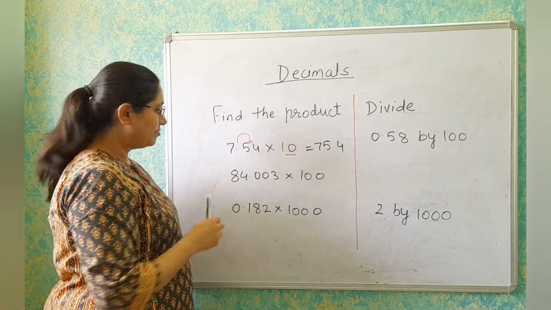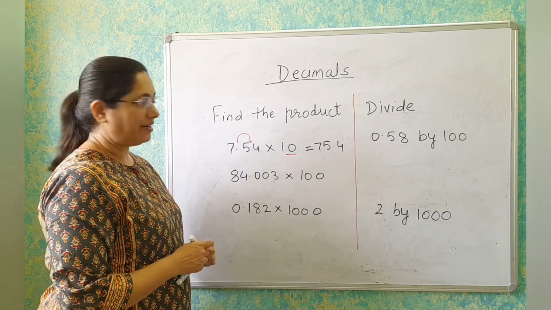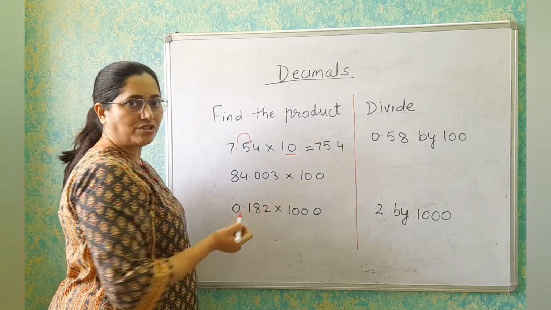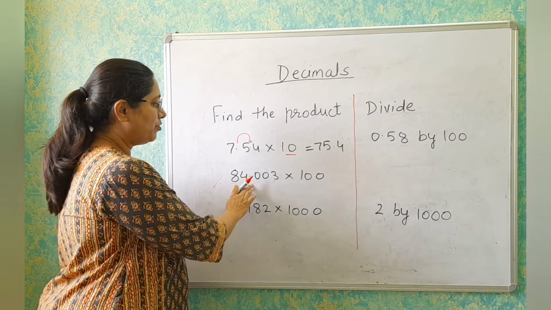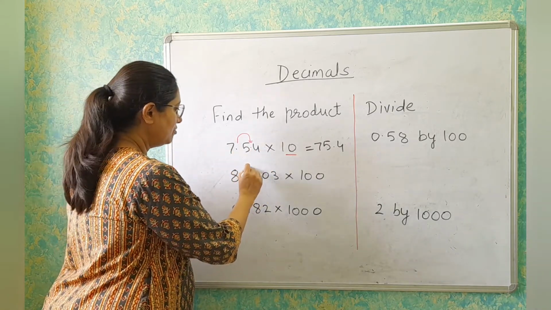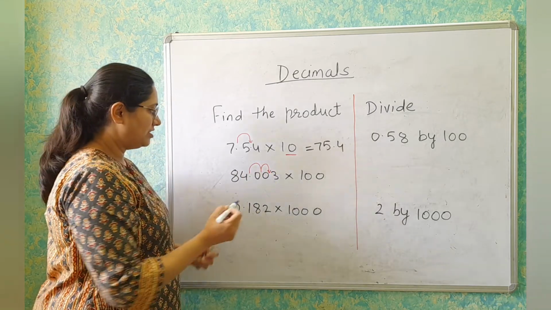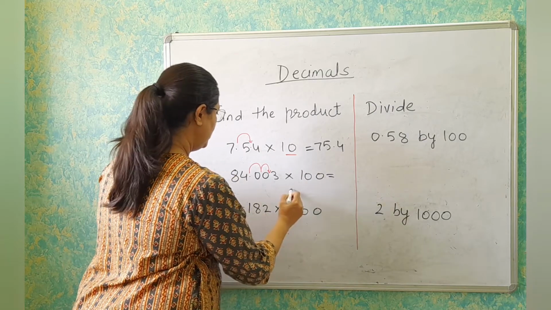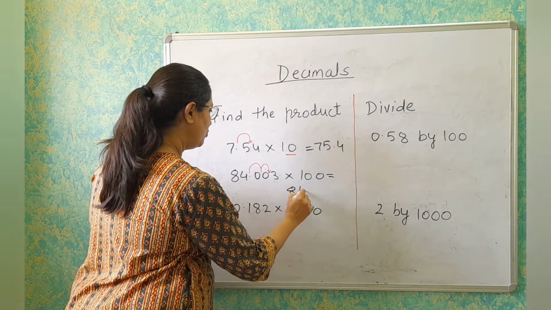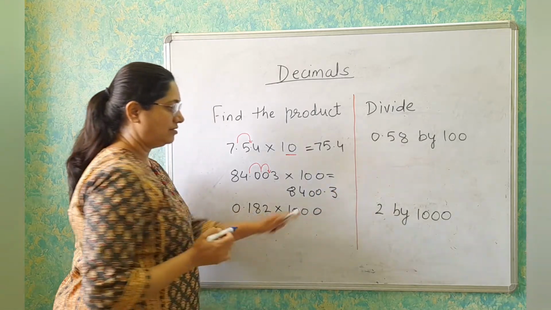In our second example, 84.003 multiplied by 100. 100 has two zeros. So again our decimal point will shift to the right hand side up to two places. So this is the first and this is the second. So our answer is 8400.3. This is the answer.